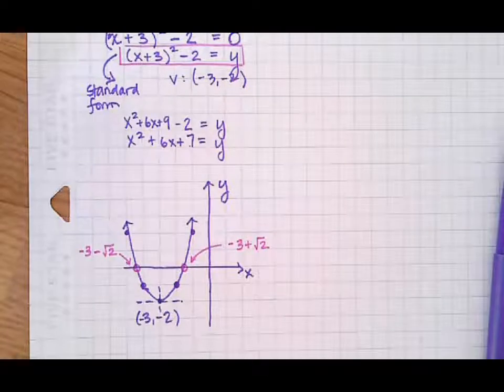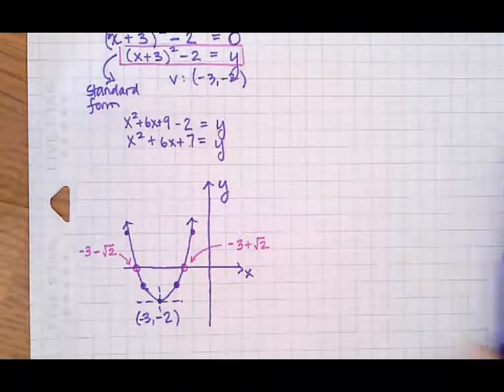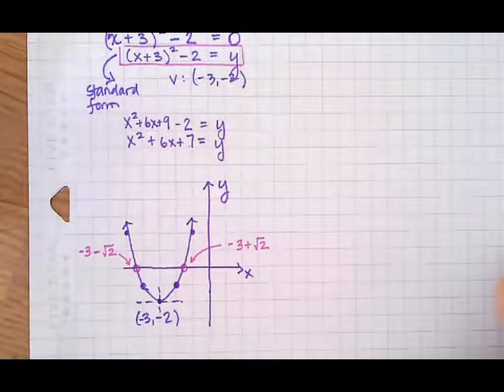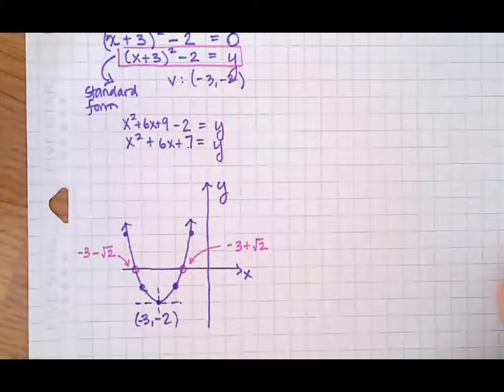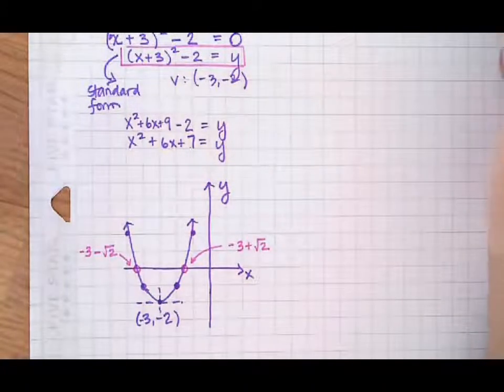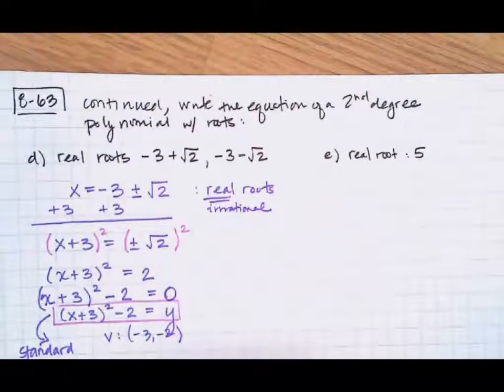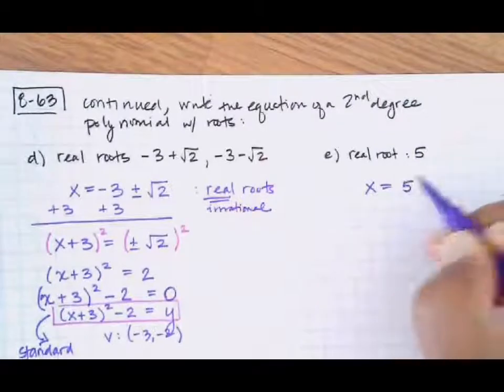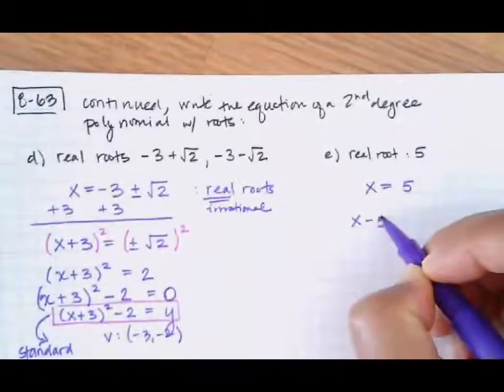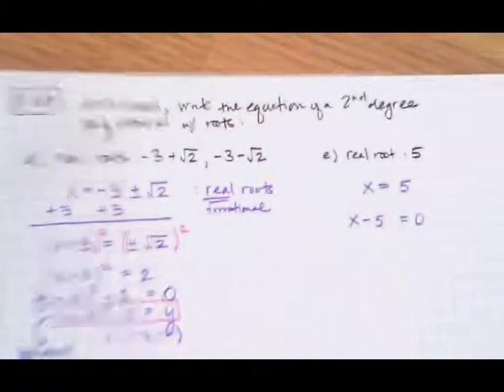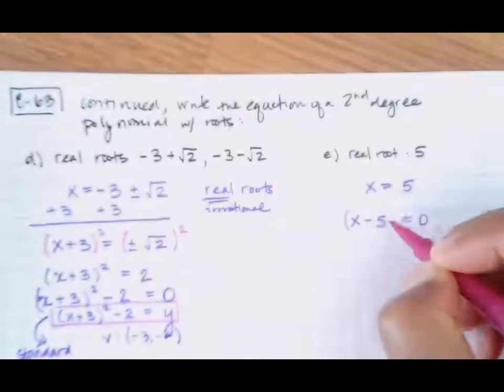For the very last problem on this problem 8-63, where they gave you only one real root, the one real root that they gave us for part E was x equals 5. And so I could just say x equals 5. Working backwards, it must be x minus 5 that equaled 0. And again, if it's only one real root, you have to think about that it must bounce there.